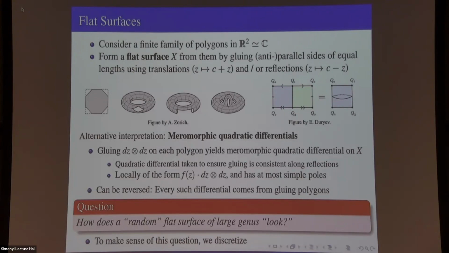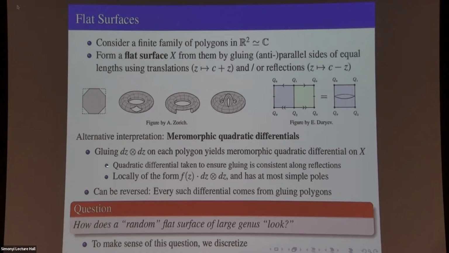Another way of thinking about these objects is through meromorphic quadratic differentials. A quadratic differential is simply a square tensor of two differentials, which is locally of the form f(z) dz tensor dz, where f is some meromorphic function whose poles are all at most simple, so no double poles or higher. We can get a quadratic differential from one of these flat surfaces by taking the quadratic differential dz tensor dz on each polygon, and simply gluing them together by these translations or reflections.